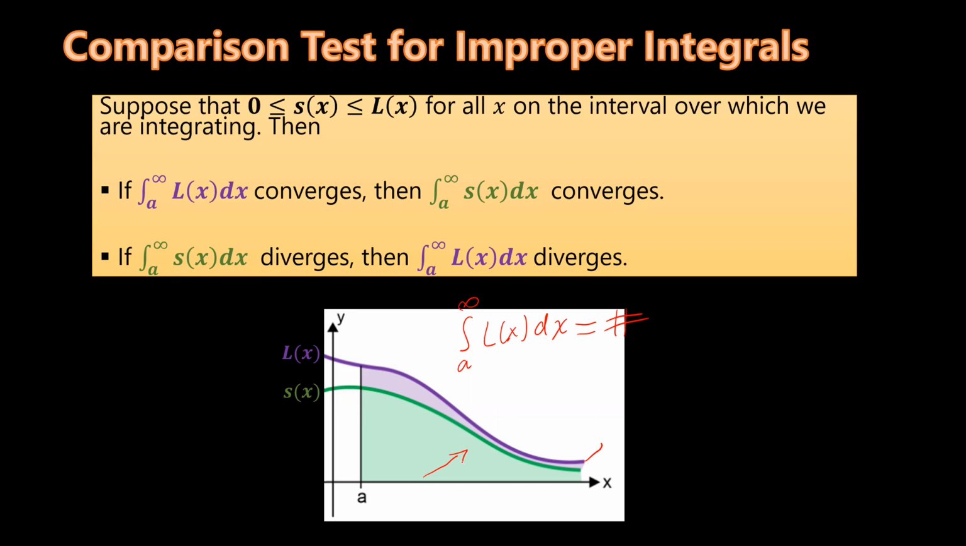And then what happens next? Well, how do we test for divergence? If the small one diverges, then obviously the big one is going to get even bigger, so it is going to diverge as well. Okay, so that's what the comparison test says.